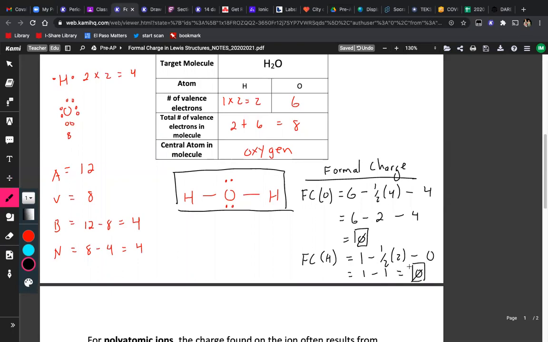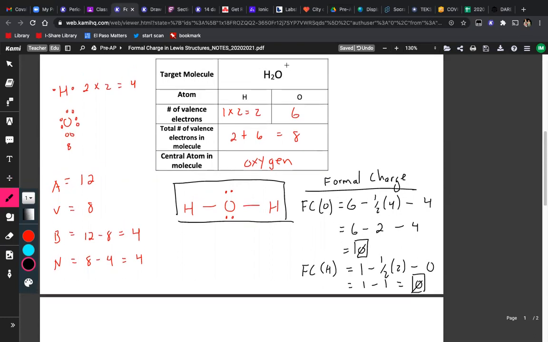Sorry guys, I know this isn't the neatest writing. Well, this is good. This is what we want. There's no charge on water, right? We don't have a plus charge here or a minus charge on anything. And our formal charges show that. They add up to 0. We're good, okay? So there's your first taste of formal charge. It doesn't really do us too much good to use formal charge on a compound that doesn't have a charge like water. But again, this is your first experience with formal charge.